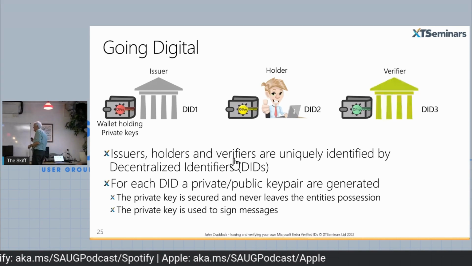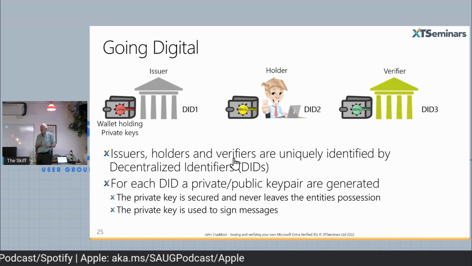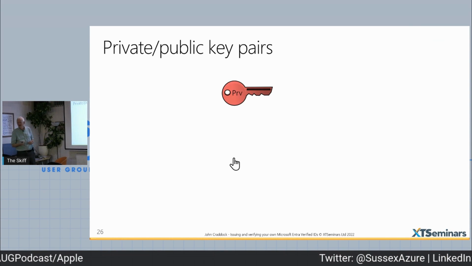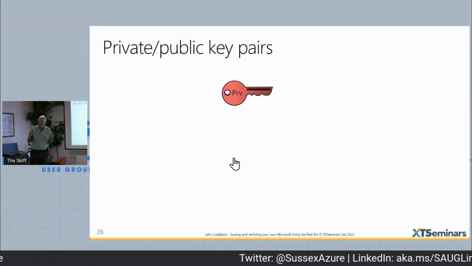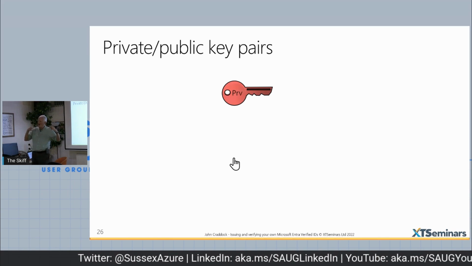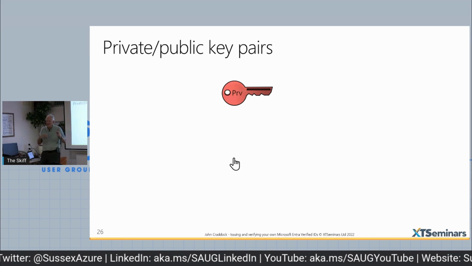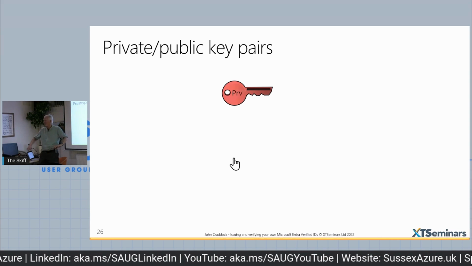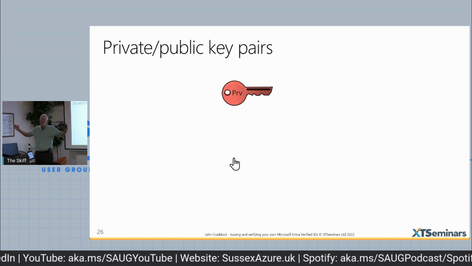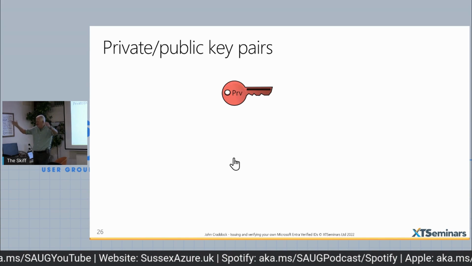Now, if you're not familiar with public-private key pairs, just to make sure we're all on the same track: the private key, how's it generated? It's a random number, if you like. Very clever maths goes into the generation. We use entropy to randomize the generation of this number. It's in the most enormous address space.